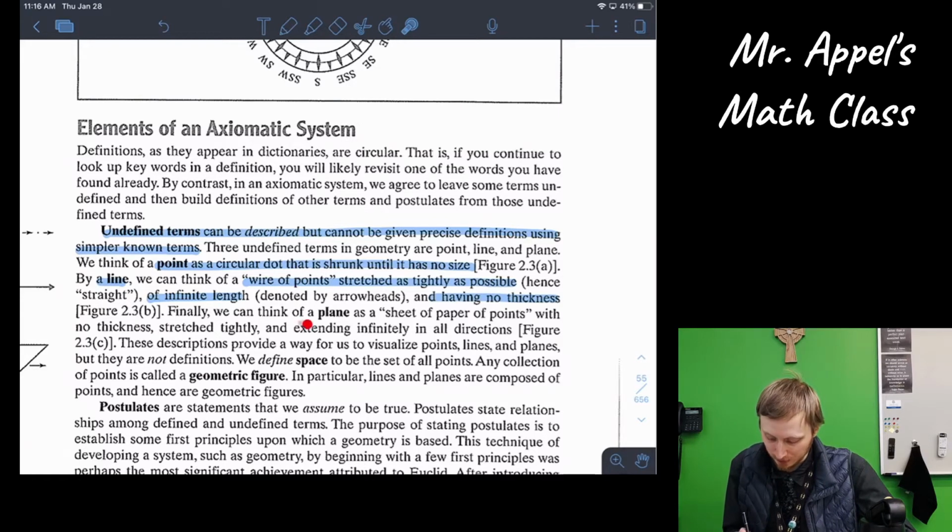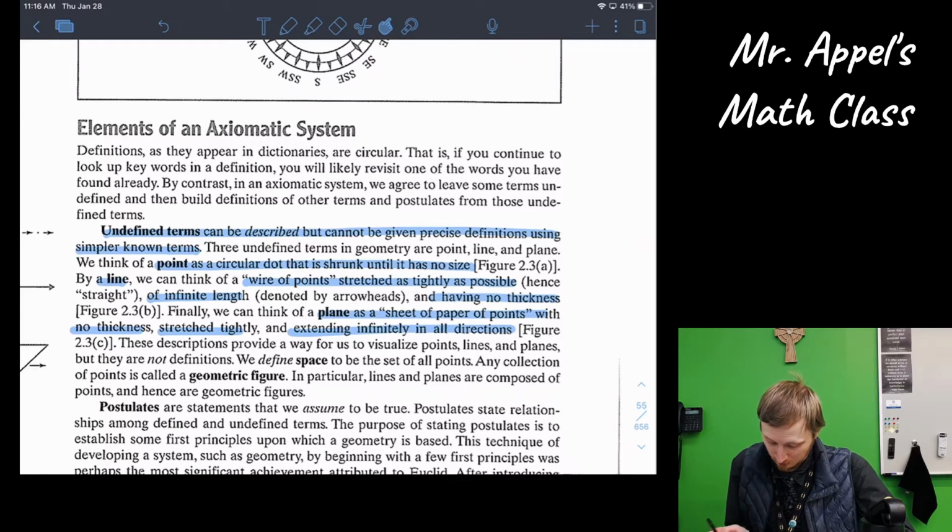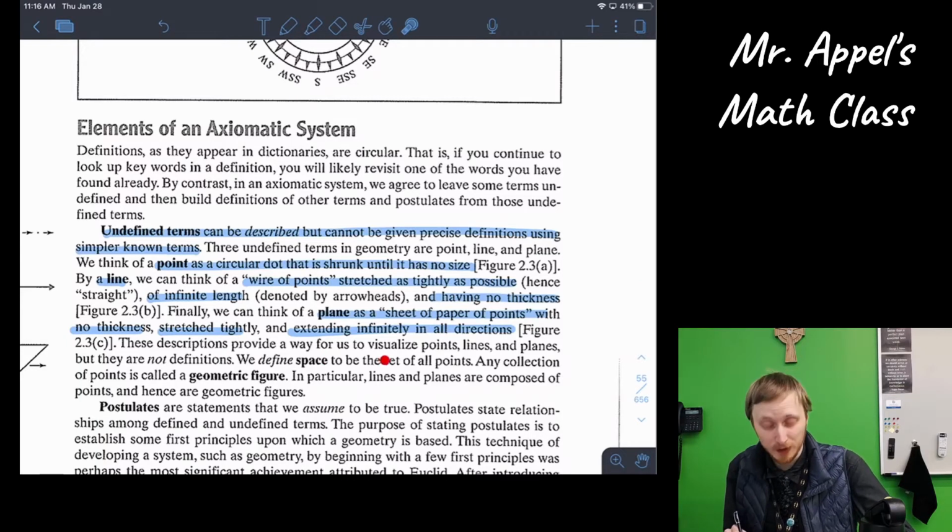And finally, we can think of a plane as a sheet of paper of points with no thickness, stretched tightly, extending infinitely in all directions. Okay? No thickness, stretched tightly, extending infinitely in all directions. These descriptions provide a way for us to visualize points, lines, and planes, but they are not definitions.